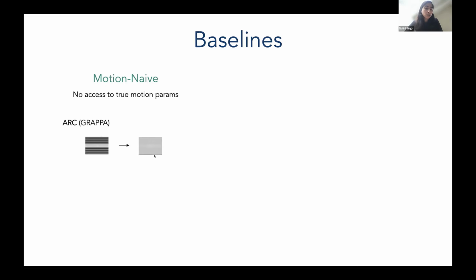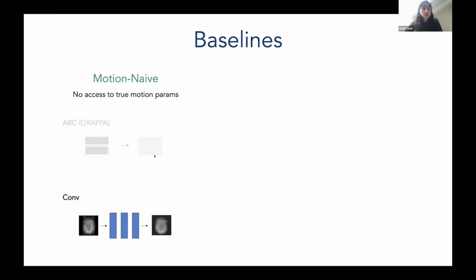The second thing we compare to, I'll call conv, and this is the most basic of the baseline architectures. It doesn't assume access to the motion parameters, and it again assumes that the network can implicitly model the variability in the forward imaging model.